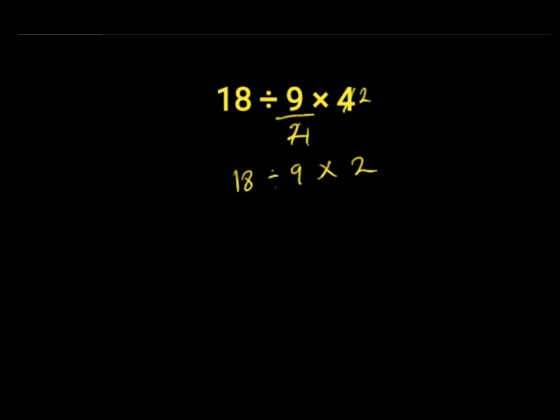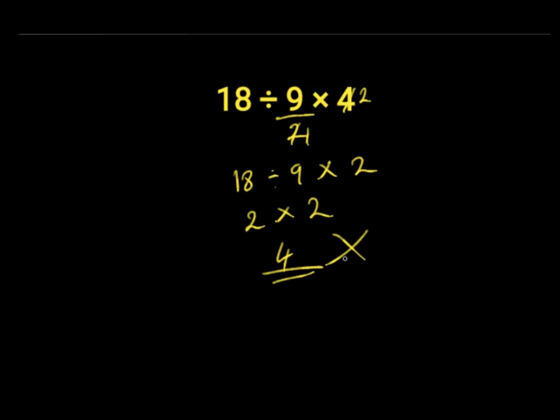18 divided by 9 will give us 2. Then we have 2 times 2. 2 times 2 is equal to 4. 4 is the wrong answer to this question because according to the order of operations, division and multiplication have equal priorities. So we must work from our left to our right in order to arrive at the correct answer.